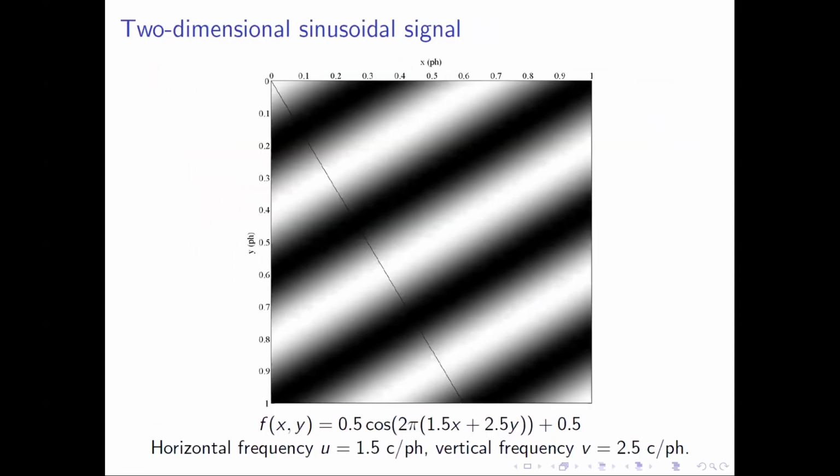Here's an example of a two-dimensional sinusoidal signal. The unit of spatial distance is the picture height, and so this square image is of size 1 picture height by 1 picture height. Notice that the vertical axis is pointing down. In this example, the horizontal frequency u is 1.5 cycles per picture height, and the vertical frequency v is 2.5 cycles per picture height. You can clearly see the 2.5 cycles over the picture height along the y-axis.